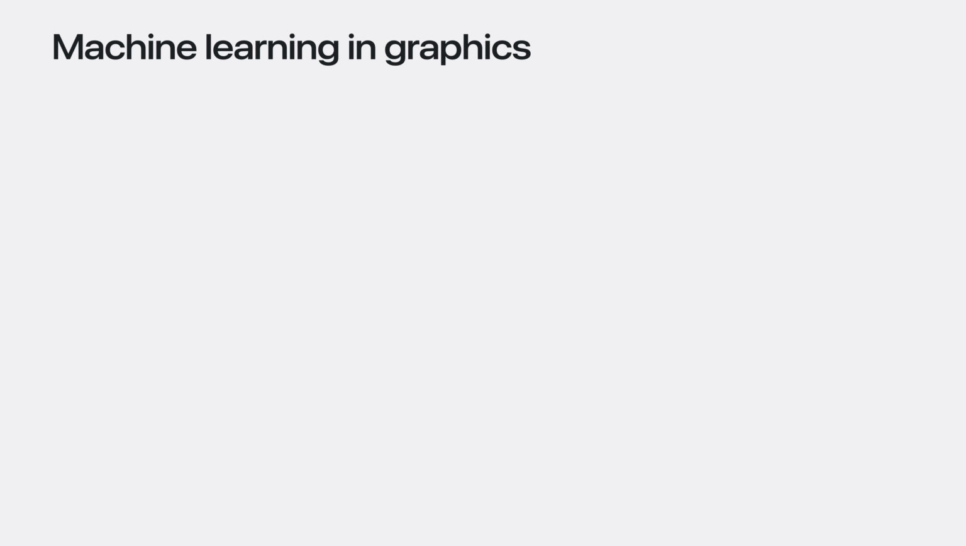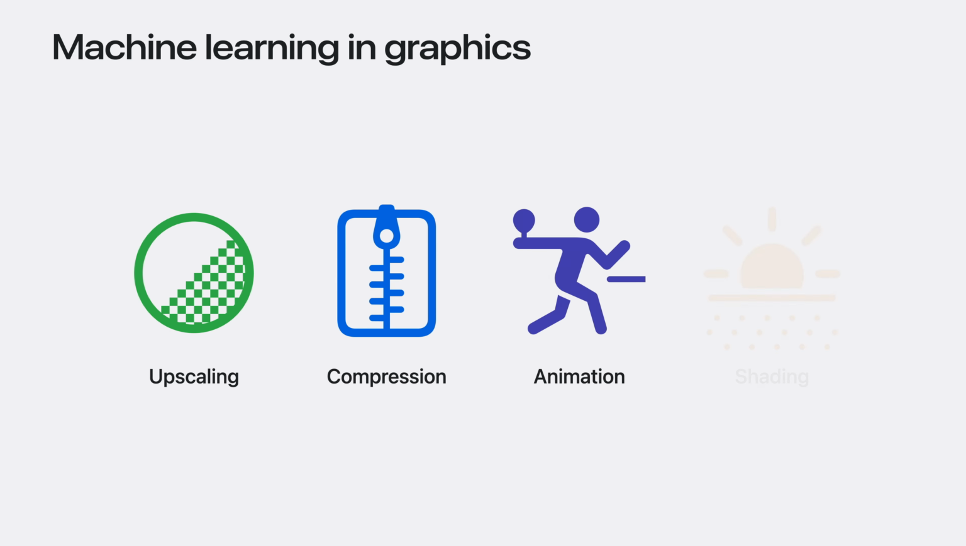Machine learning is transforming games and graphics with techniques like upscaling, asset compression, animation blending, and neural shading. These techniques push the frontier of creativity and immersion. They simulate complex phenomena, enhance visual fidelity, and streamline the exploration of new styles and effects.